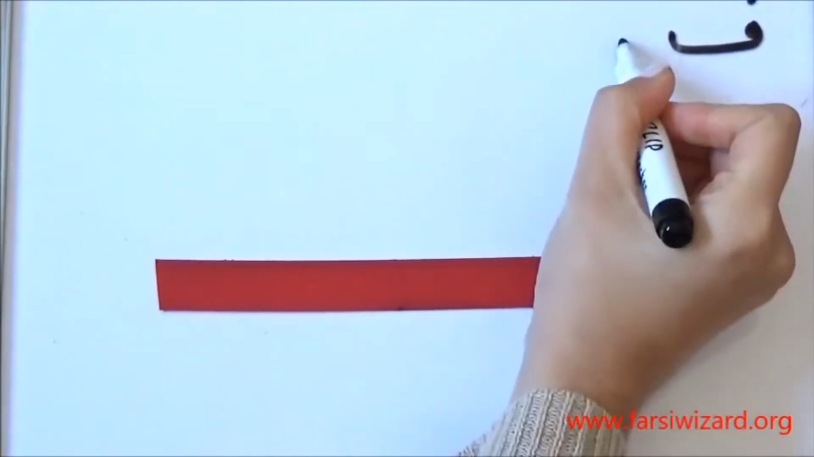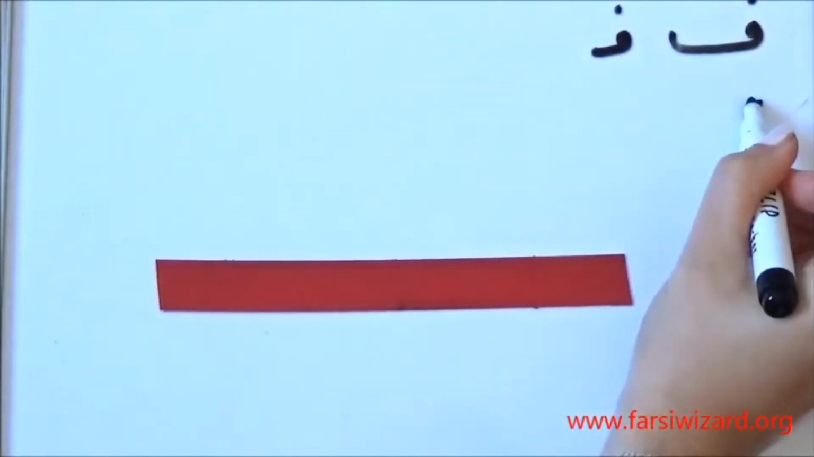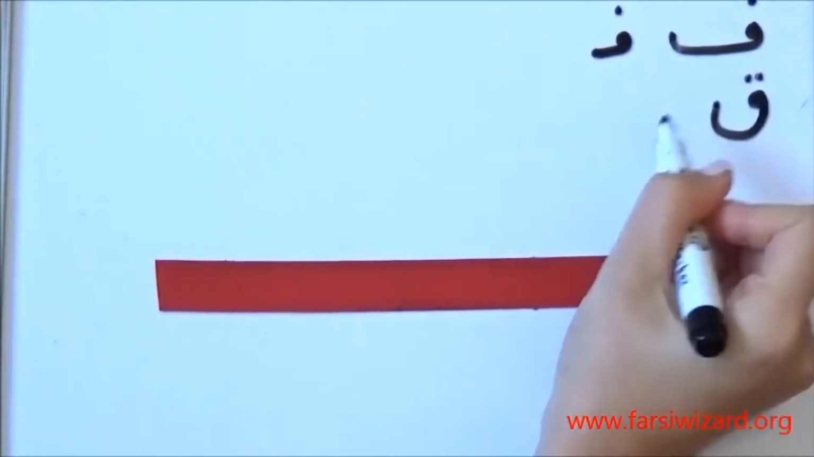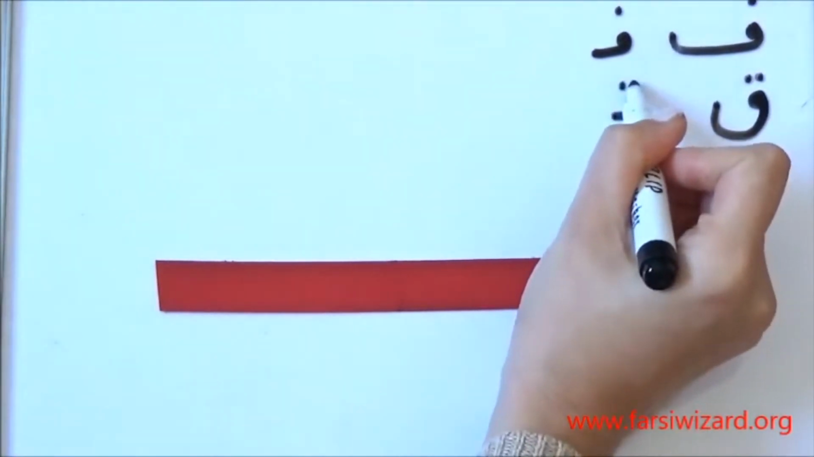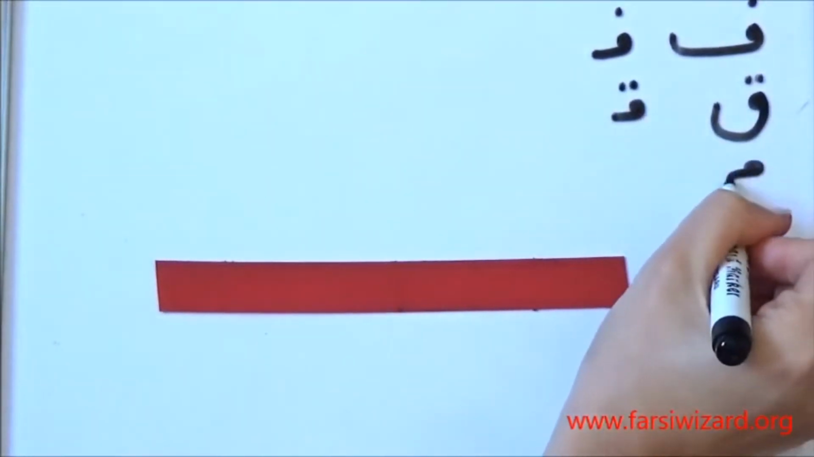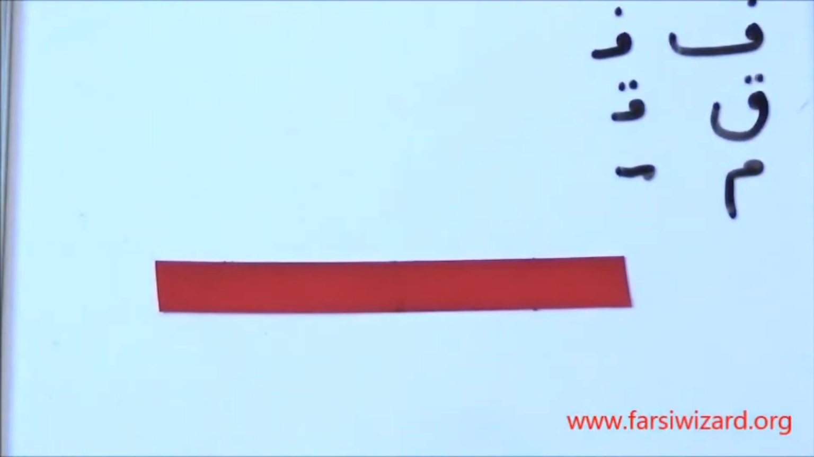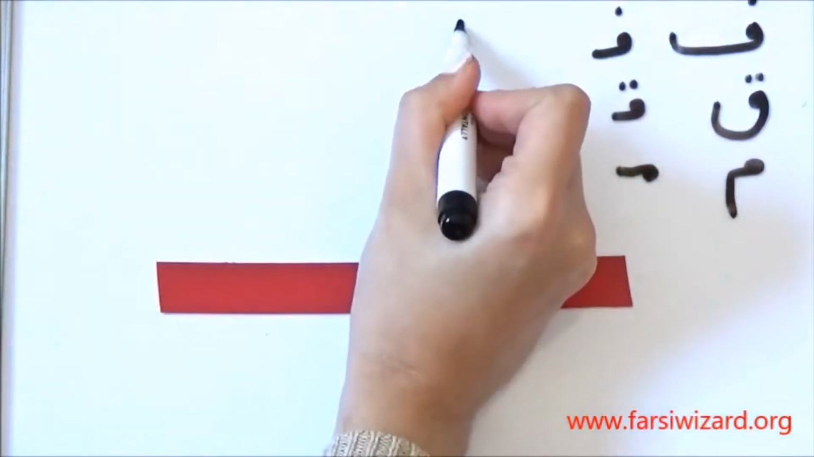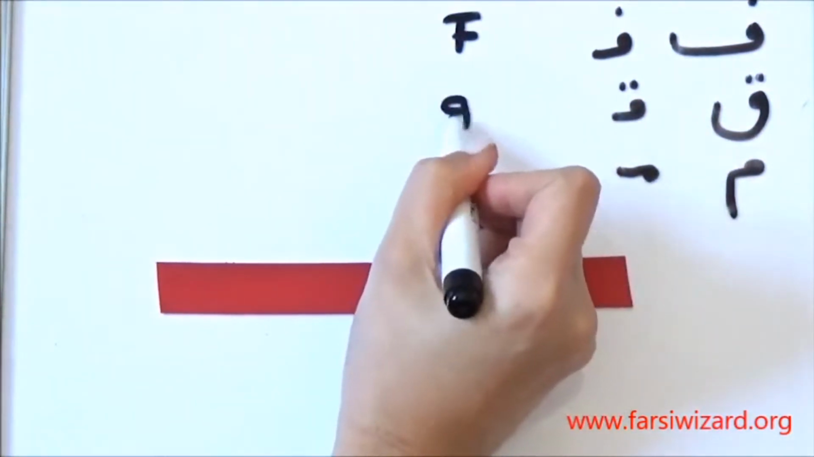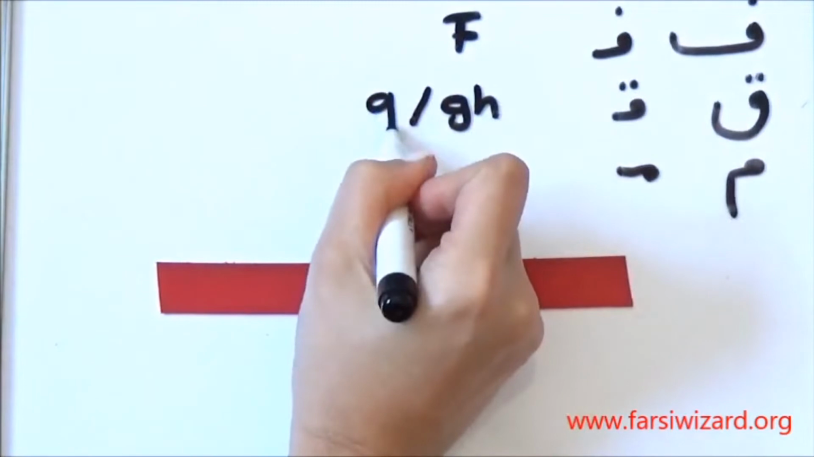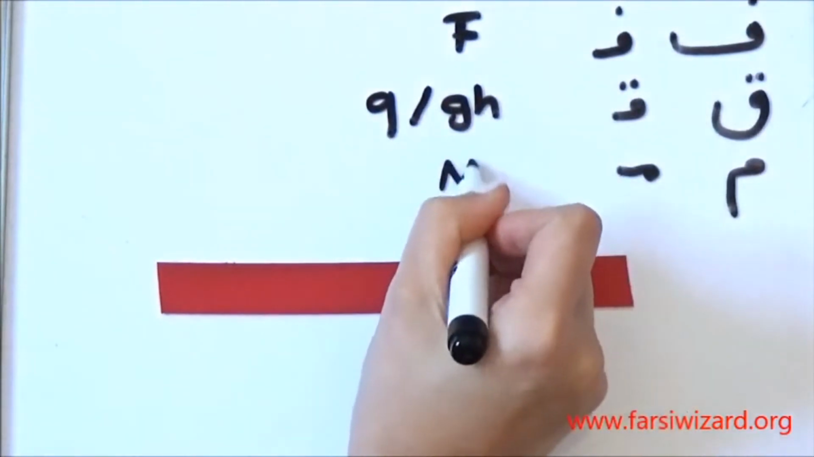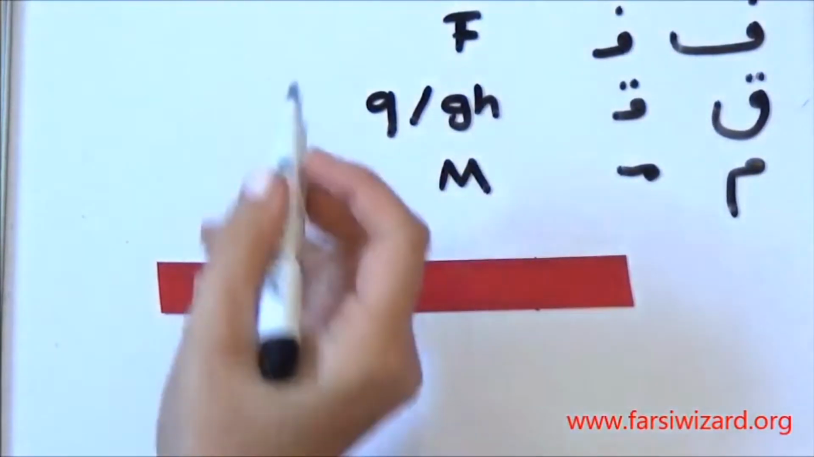Today I'm going to show you how to write and pronounce 3 more letters of the Persian alphabet. You will also see quite a few examples and we'll learn how to use them in actual words. Okay, let's get started. The first letter that you see here is the equivalent of F, the second one the equivalent of Q, and the last one the equivalent of M.